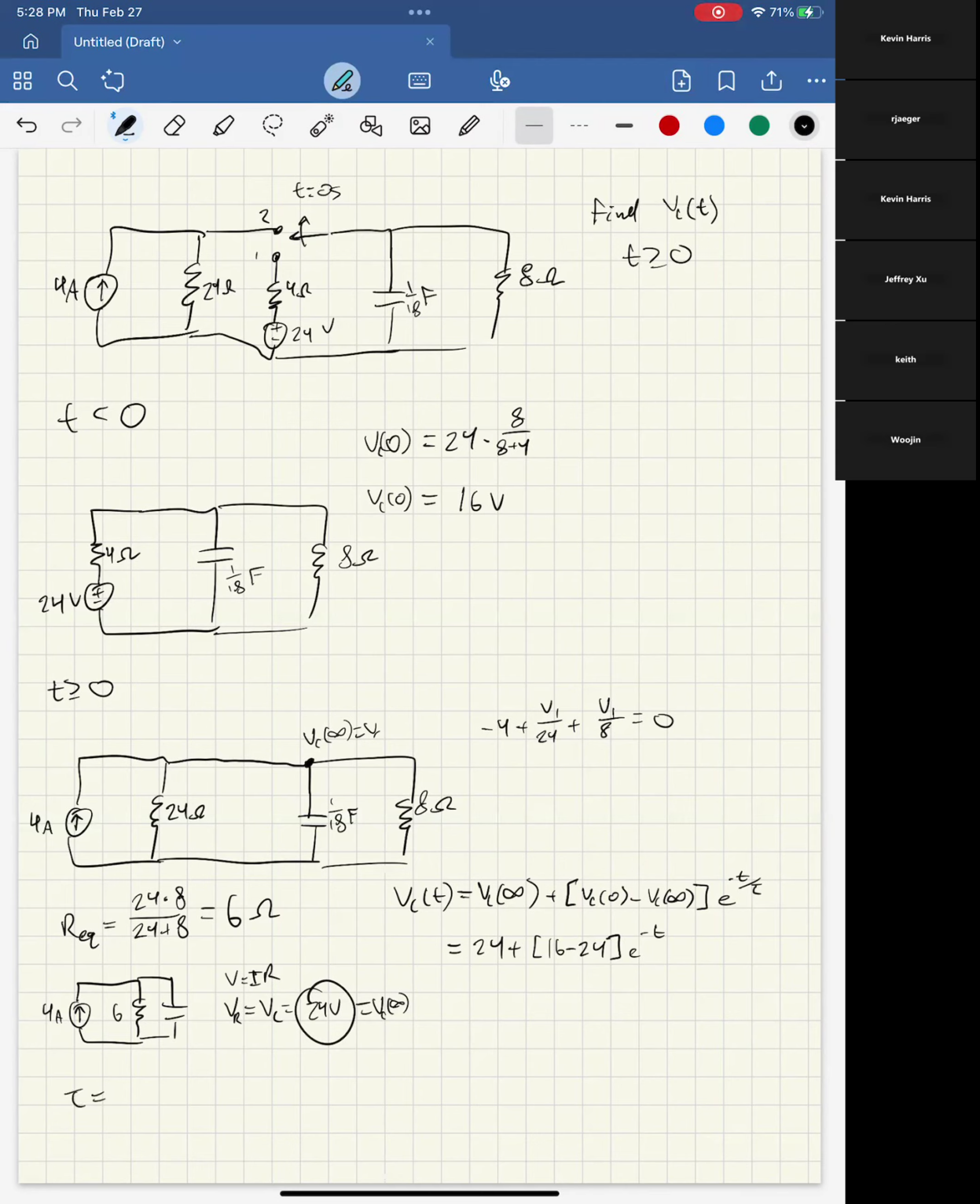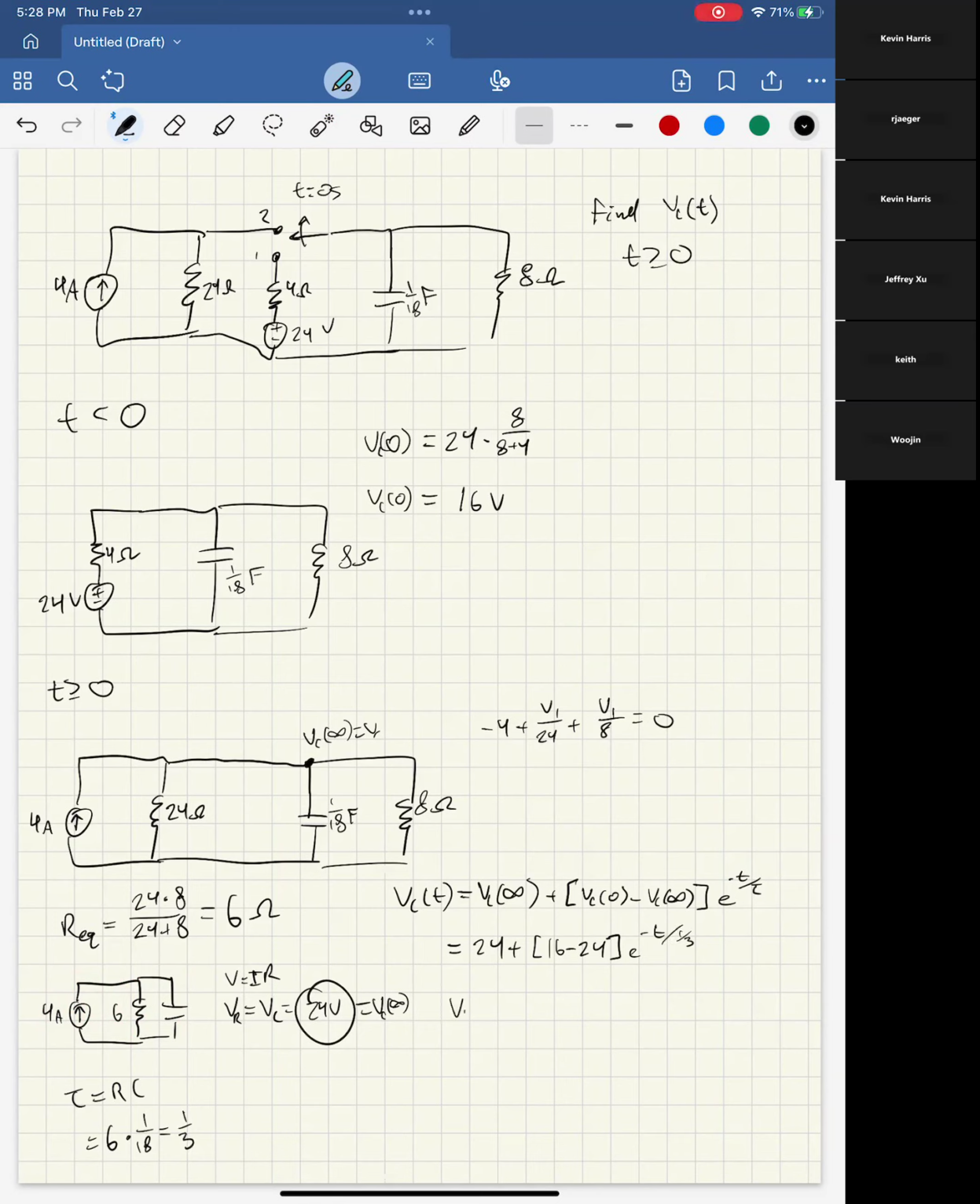So tau equals RC. Remember, I said we neutralize the sources the same way we did for Thevenin stuff. And that means this becomes an open circuit so that this is the only part of the circuit that matters anymore. And so it's very simply 6 times 1 over 18th, if you look at what we had before, and that is 1/3. So t over 1/3.